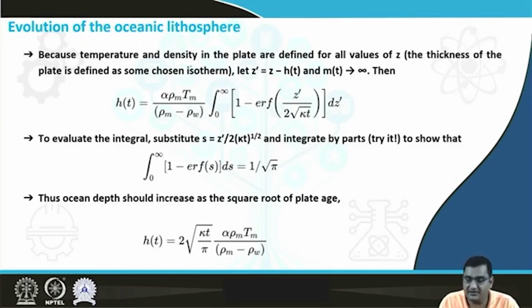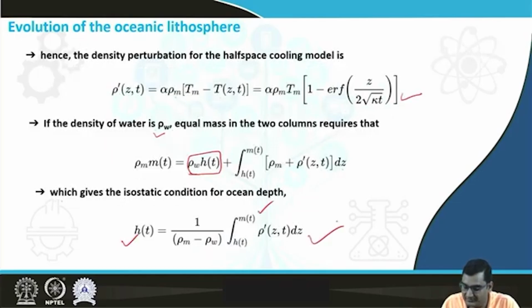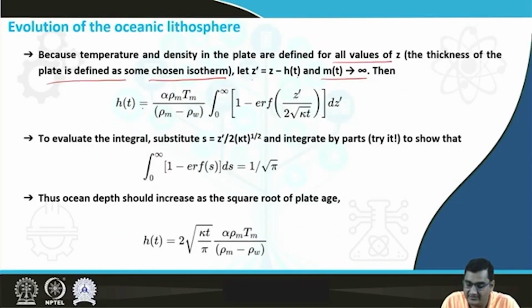Because temperature and density in the plate are defined for all values of z, the thickness of the plate is defined by some chosen isotherm. Let z dash be equal to z minus ht, and mt tends to infinity. Then we can rewrite this equation in the form something like this: ht is equal to alpha rho m Tm by (rho m minus rho w) integral from 0 to infinity of 1 minus error function (z dash by 2 root kappa t) dz dash.